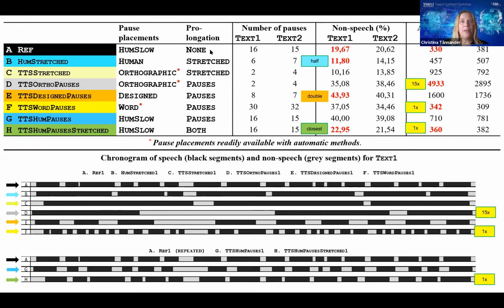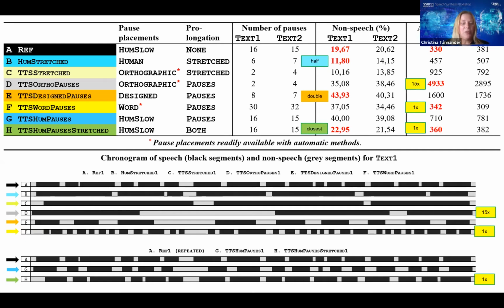Then you have the prolongation column. The human normal recording and one TTS recording were stretched to reach 30 seconds. And then in D to G, you have inserted pauses that were prolongated. And in the last stimulus, the pauses were first prolongated and then the whole utterance was stretched. I should also say that in D to G, the durations of the pauses were altered to match the duration proportions of the reference files.